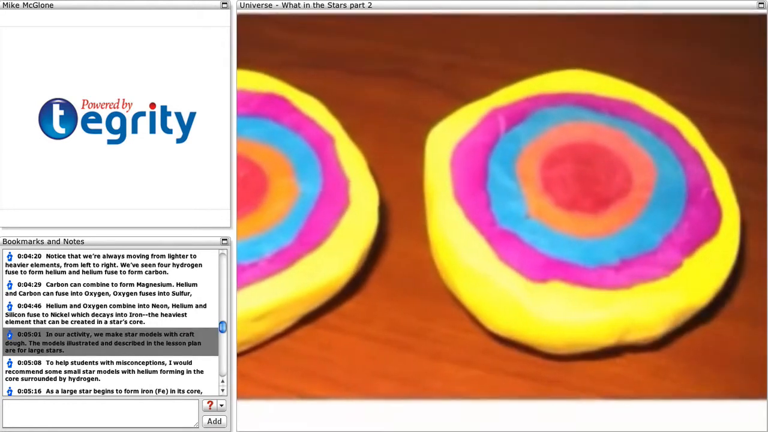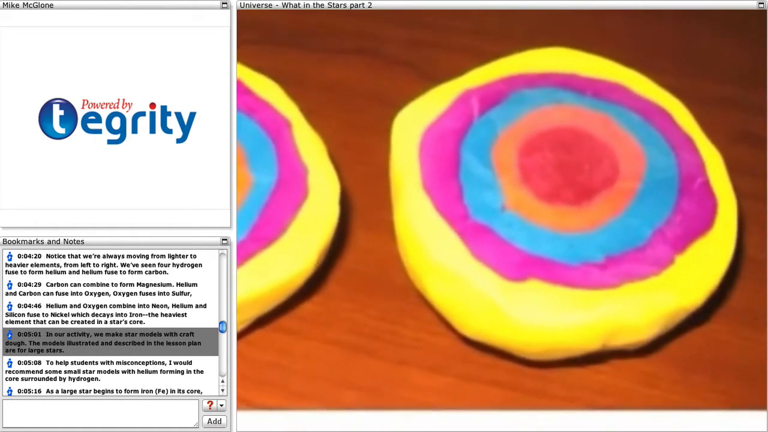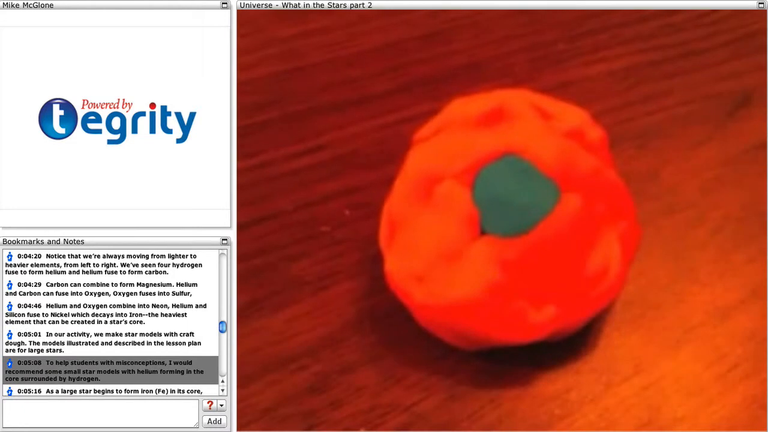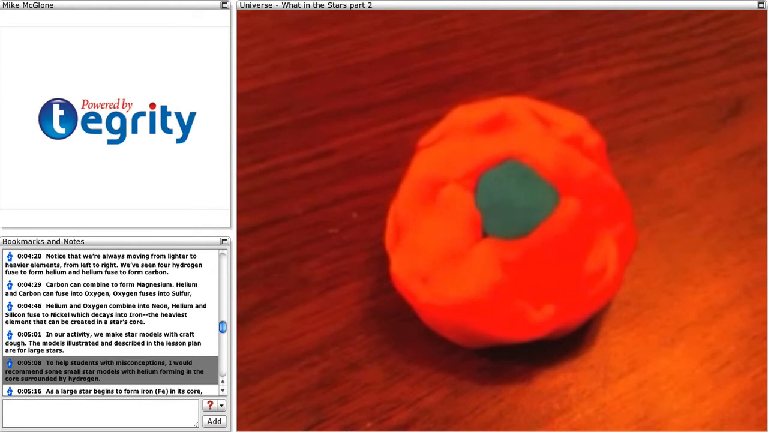In our activity, we make star models with craft dough. The models illustrated and described in the lesson plan are for large stars. To help students with misconceptions, I would recommend some small star models with helium forming in the core surrounded by hydrogen.